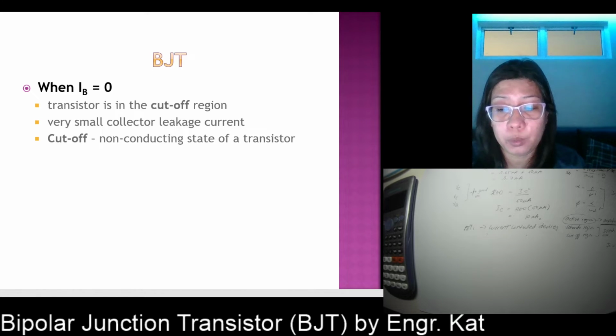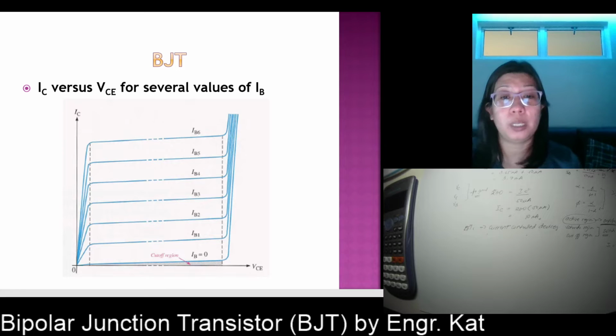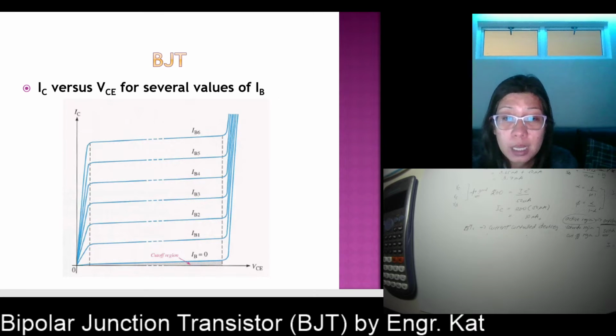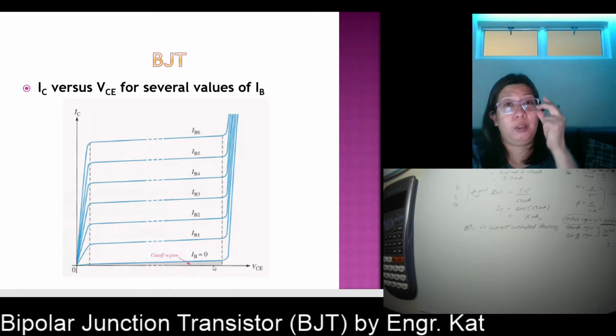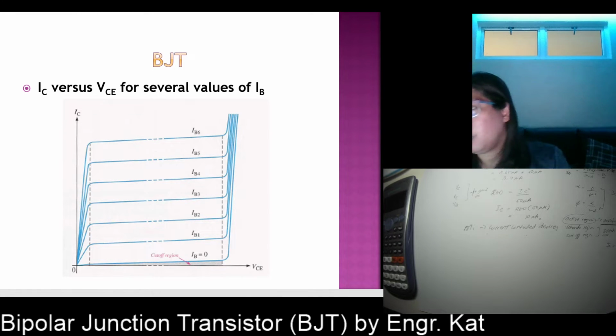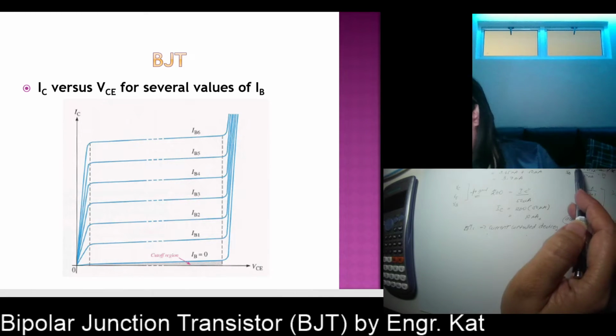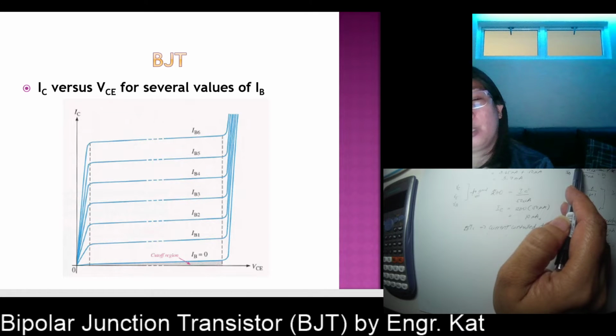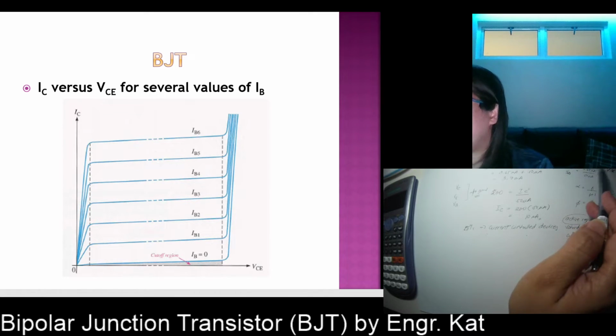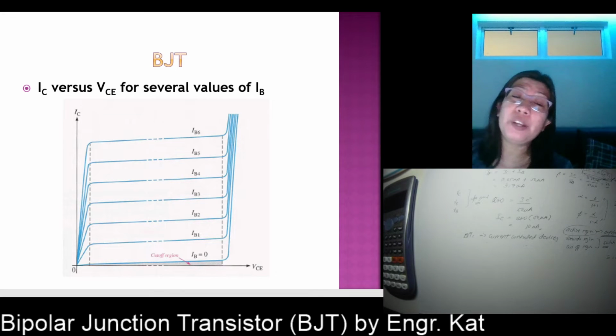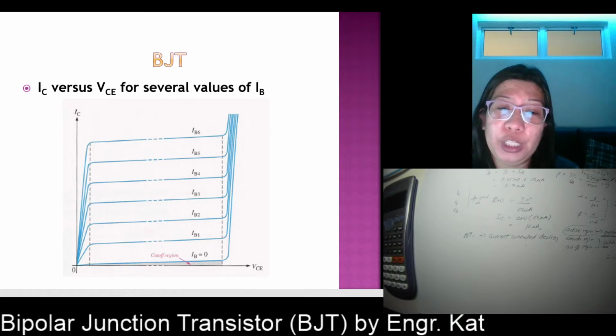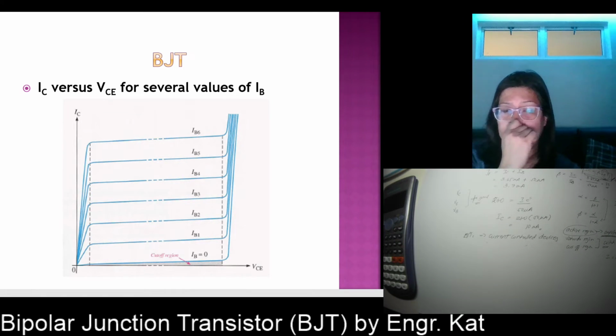Okay, I'm going to bring back the slide. As you can see, when your IB is equal to 0, supposedly we don't have any current, but we have a small current here. We call that your leakage current. That is not very ideal, because technically speaking, when your IB is equal to 0, your IC must also be equal to 0. But that is not the case. We have a very small leakage current.